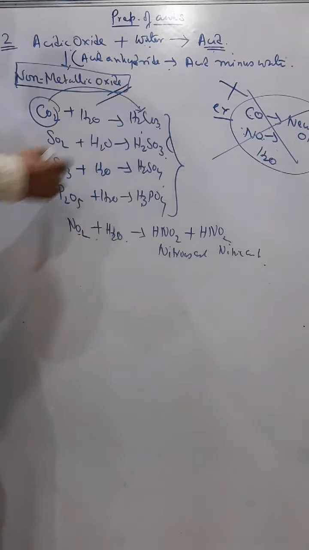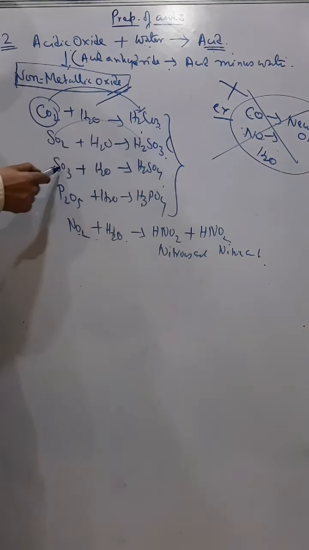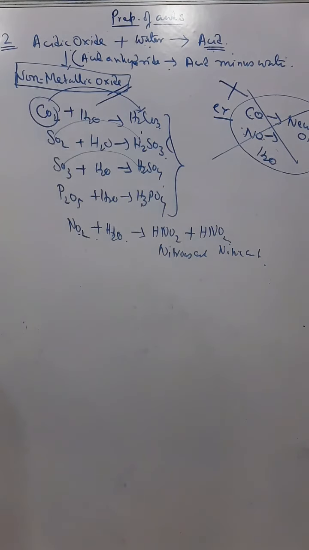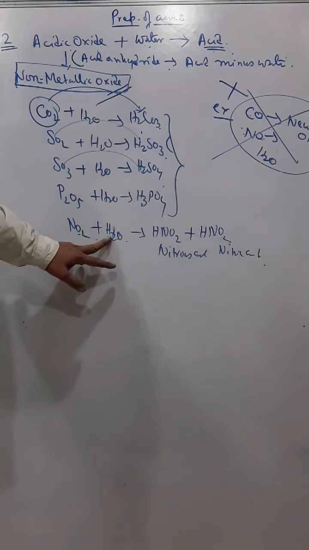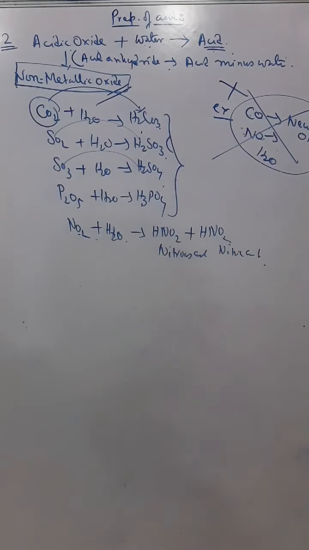of carbonic acid. Sulfur dioxide is an acid anhydride of sulfurous acid. Sulfur trioxide is an acid anhydride of sulfuric acid. And similarly, we say nitrogen dioxide is a mixed acid anhydride because it dissolves in water and it produces a mixture of two acids, that's nitrous acid and nitric acid. Okay.